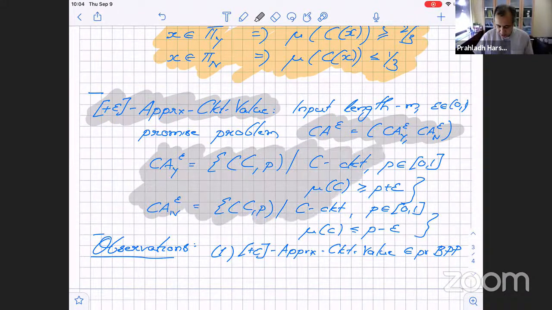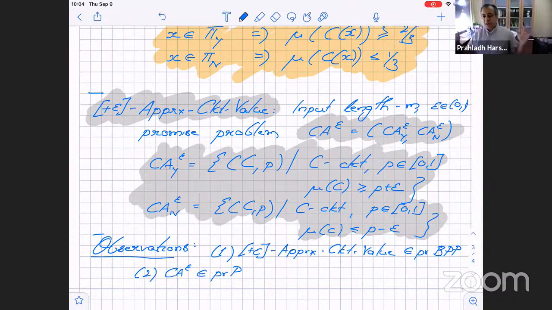Now I want to say another thing. It's not just in promise BPP. It captures the hardness of promise BPP in a very nice fashion. Suppose you were able to give a different deterministic algorithm for this promise problem CA epsilon. I claim that, the way we defined it, all the motivation that I set up will show you that the entire BPP falls in promise P. Do you see that?